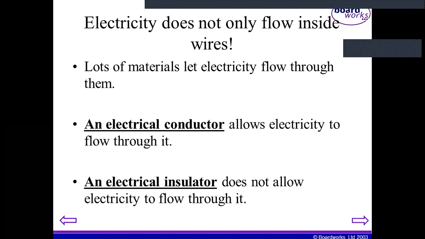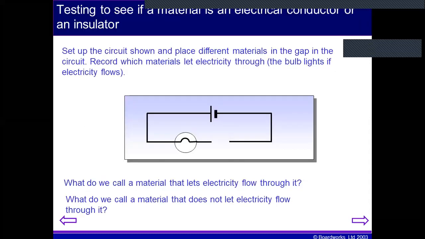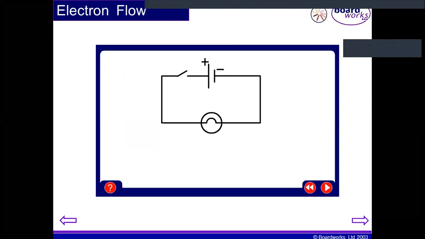Electricity doesn't always only use wires. What does that mean? We have some materials that can actually let electricity move through them, and we call these materials conductors. So we have a new term today. It's called conductor. What is a conductor? It's a material that allows electricity to move through it or to flow through it. How can this happen? For example, let me show you something.